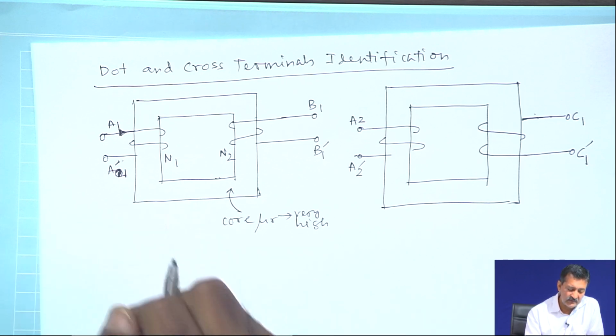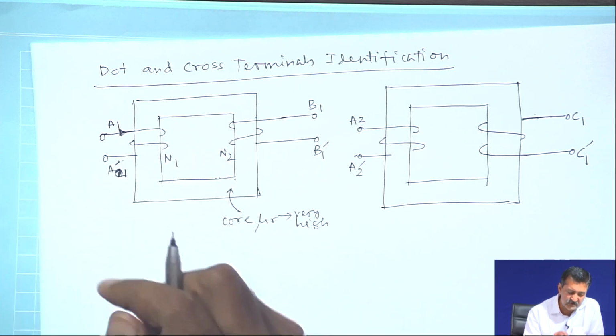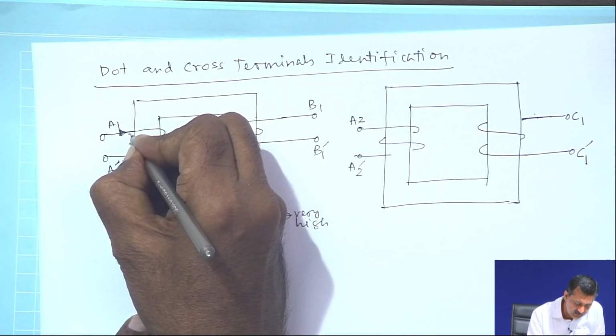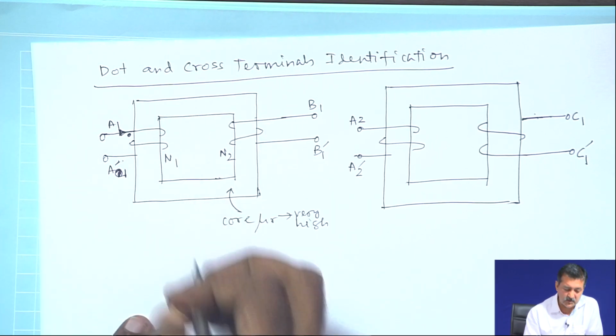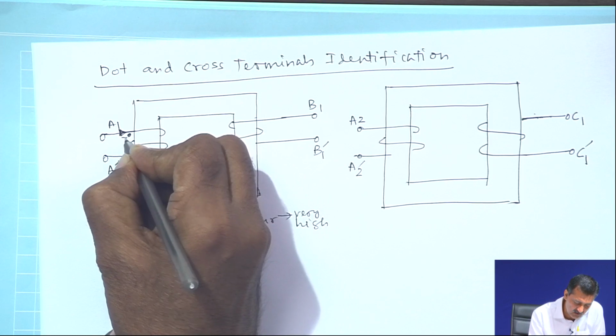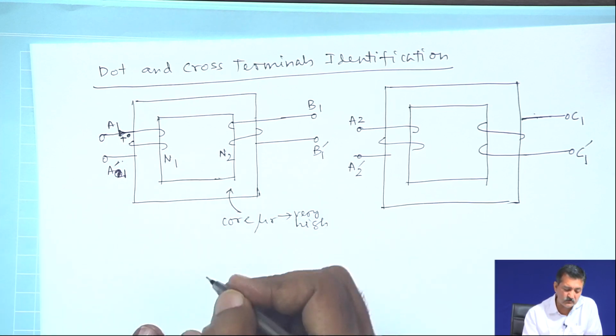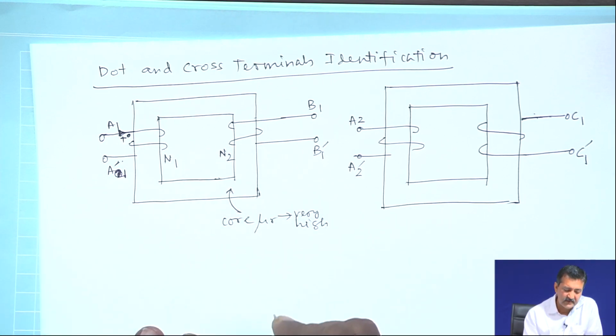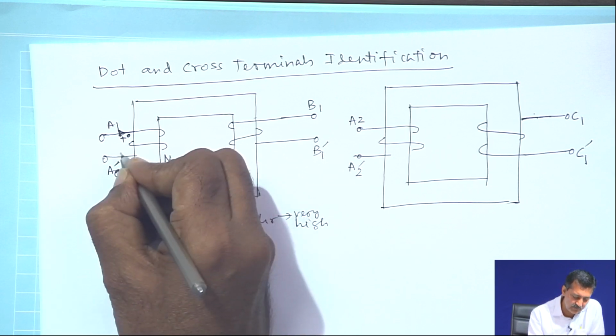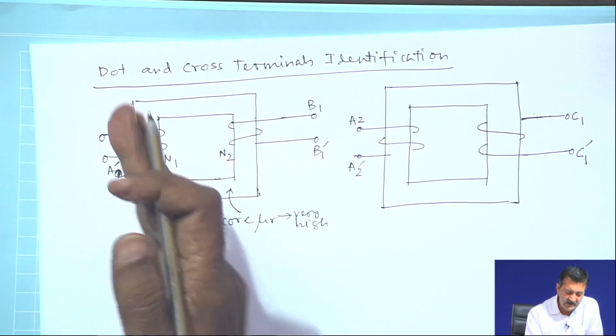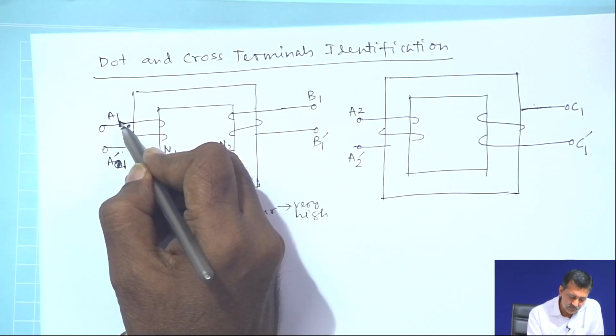Now, with this current direction, I put this terminal arbitrarily as a dot convention. Dot can be thought of as plus also. There is nothing very specific about it. Dot or plus: if I use dot, I will use dot and cross. If I use plus minus, I will use plus or minus. So, what I am doing is, first I am referencing a current.